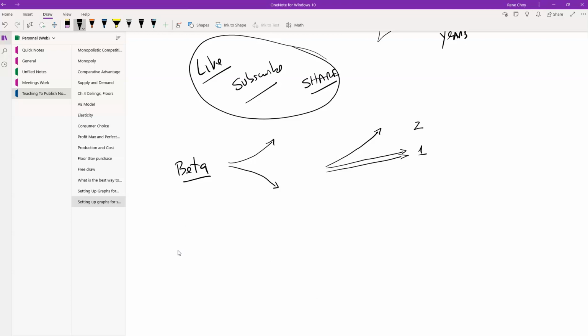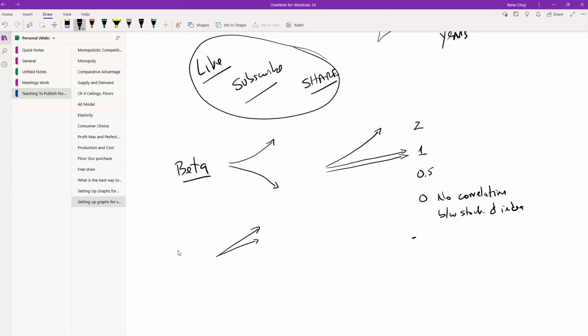Okay? Now, if you have a beta of, say, 0.5, what it means is that you move in the same direction of the index, but slower. So if the index is moving at this speed, you're moving at this speed upwards. Okay? If you have a beta of 0, it means there is no correlation between your stock and the index. All right? And then we go into negative beta.